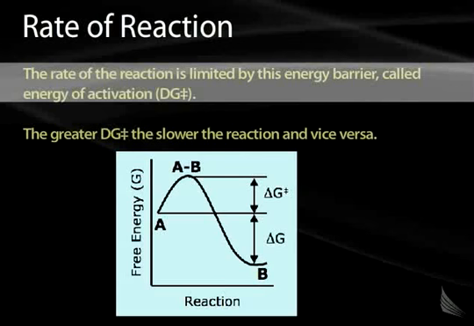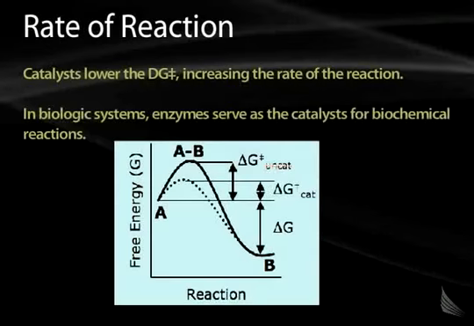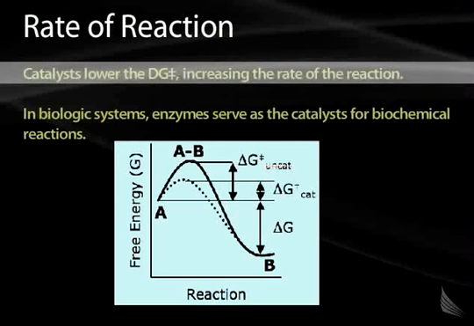The degree of this barrier is called the energy of activation, as shown. The greater the energy of activation, the slower the reaction, and vice versa, because the greater input of energy is required to get the reaction started. Now, there are certain things called catalysts. Catalysts are able to lower the energy of activation, and this means that there's less energy required to start the reaction, and so the rate of the reaction increases.